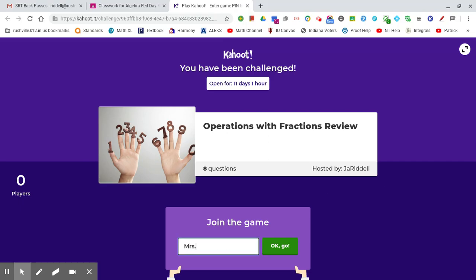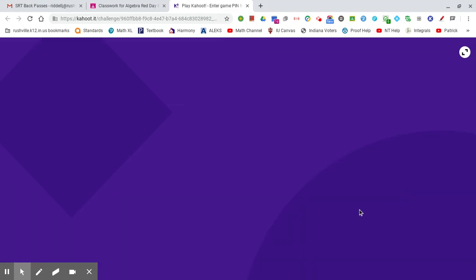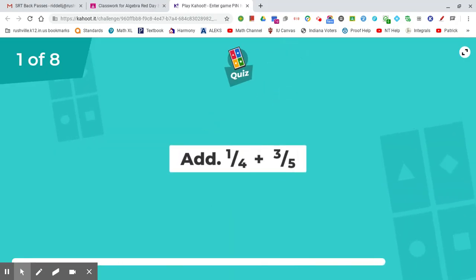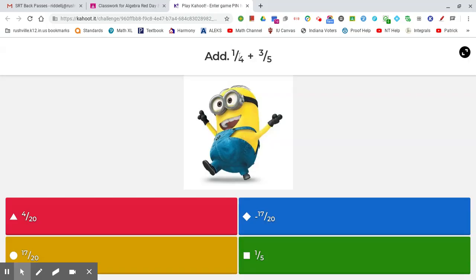So I would type in my name. And then it's going to take me through the 8 questions. It would probably be a good idea to have a sheet of paper to do work off to the side, because here my first question is to add 1/4 plus 3/5. The denominators are not the same, so I'd have to get the same denominators. 4 and 5 both go into 20. 4 times 5 is what gives me 20, so this fraction needs to get multiplied by 5 over 5.